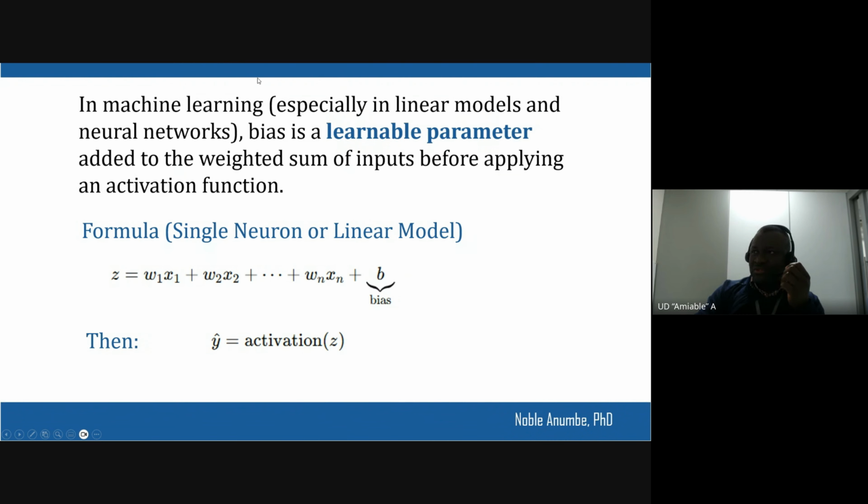In both of those cases, in machine learning, especially in linear models and neural networks, bias is a learnable parameter. What do we mean by learnable parameter? You're going to keep hearing the word learnable parameter. In other words, it can change, it's tweakable. It is a learnable parameter added to the weighted sum of inputs before applying an activation function. And I'm going to explain what all of that is. If you just go with me, gradually I will show you.